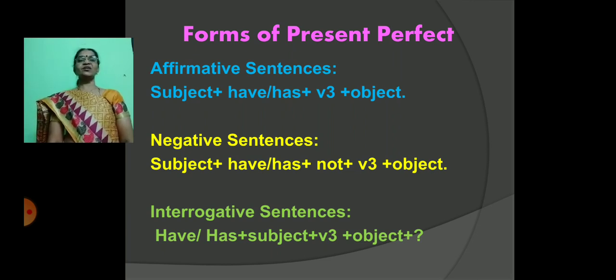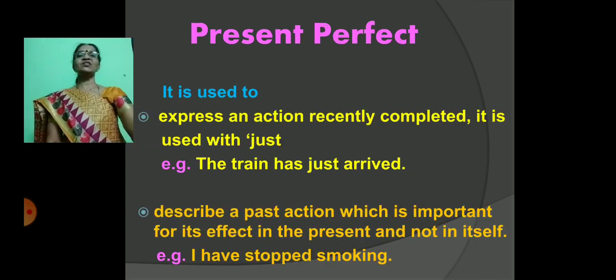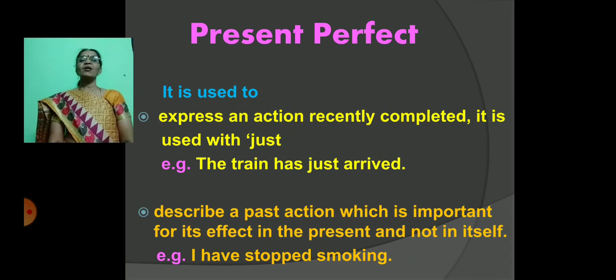She has written the notes. I have written the notes. So this is how you are going to make use of have or has for present perfect tense. So let's see the uses. Present perfect is used to express an action recently completed. Usually it is used with just.